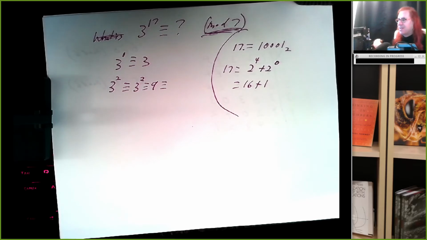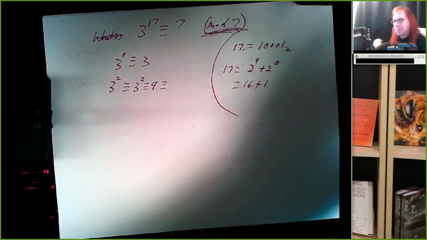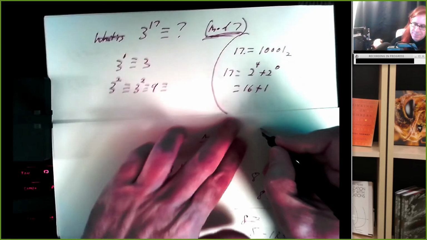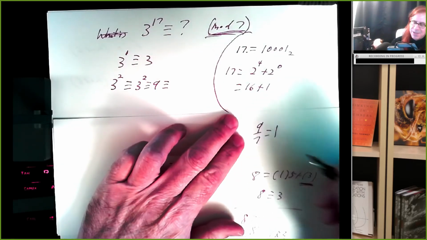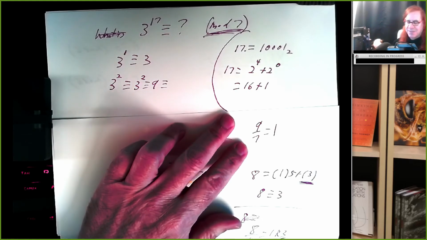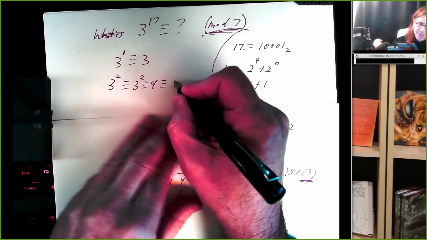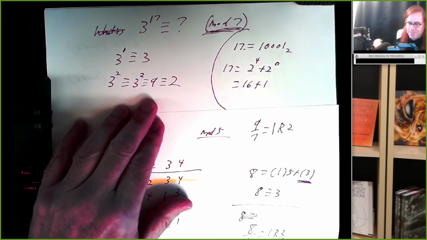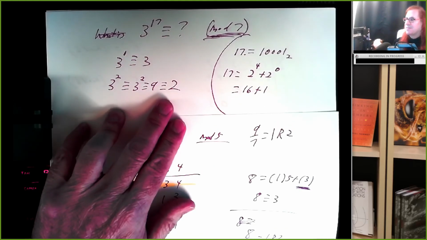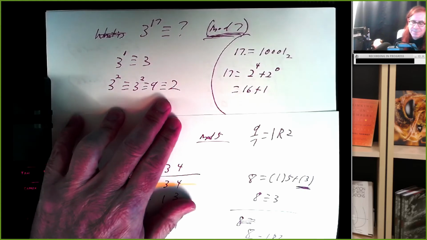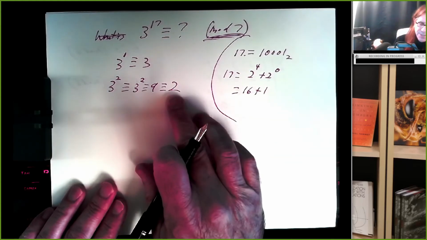What do you get when you divide 9 by 7? About 1. You've got a little bit left over. How much do you have left over? 2. Remainder 2. That's what 9 is congruent to. So the congruence is just the stuff that's left over when you do the division. Alright, 3 squared is congruent to 2.